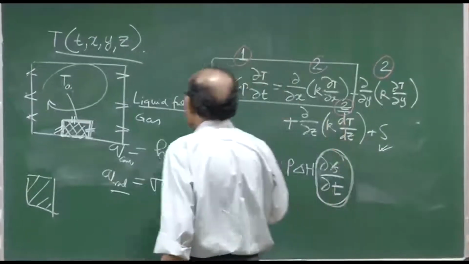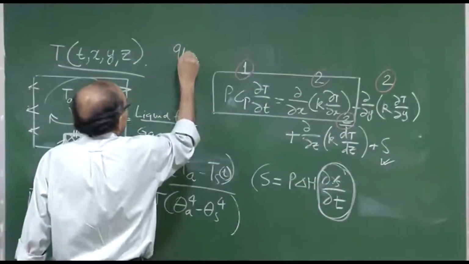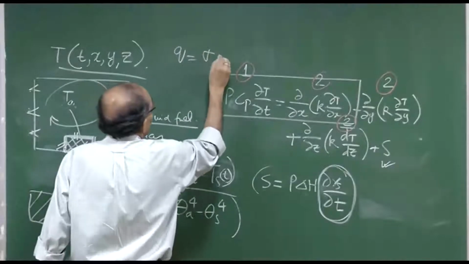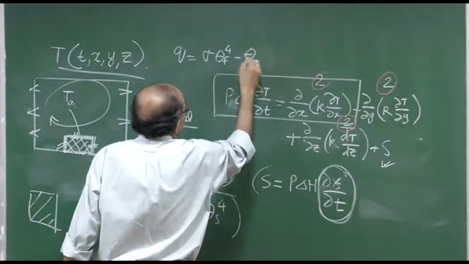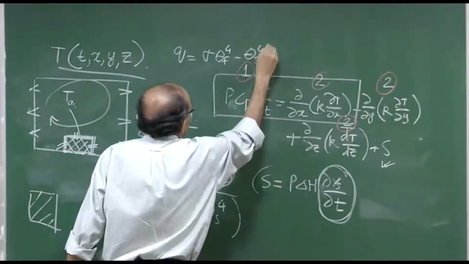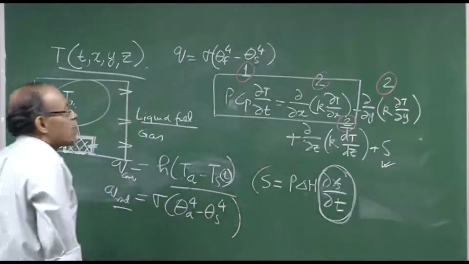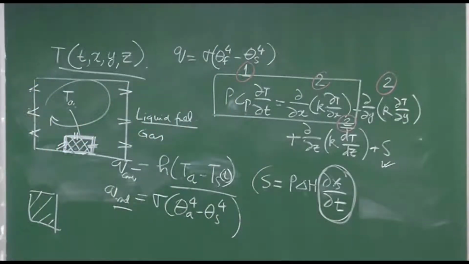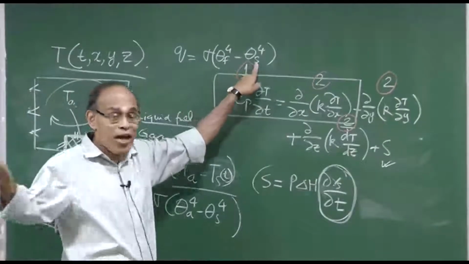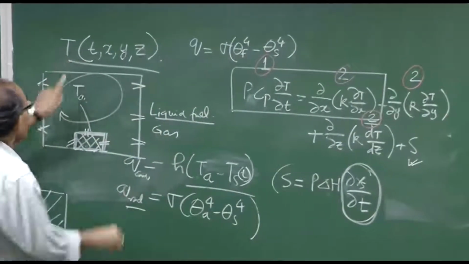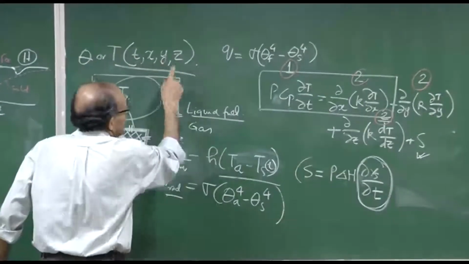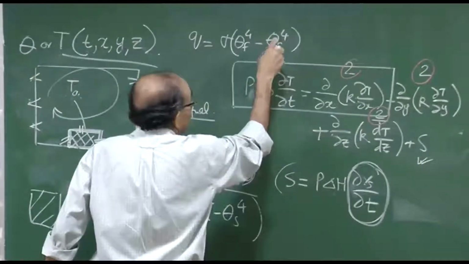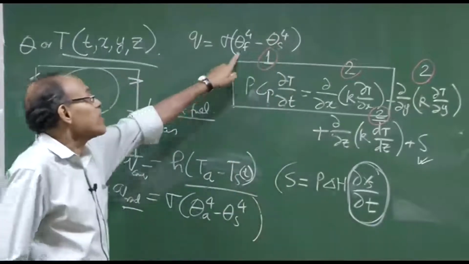So, expressed in terms of heat flux, we can say sigma theta furnace to the power 4 minus theta surface to the power 4. That essentially represents the flux boundary condition. So, furnace temperature raised to the power 4 minus surface temperature, and this surface temperature is changing as a function of time, because theta is a function of T, x, y and z. Therefore, this is position dependent, this is temperature dependent, and this furnace temperature is constant.